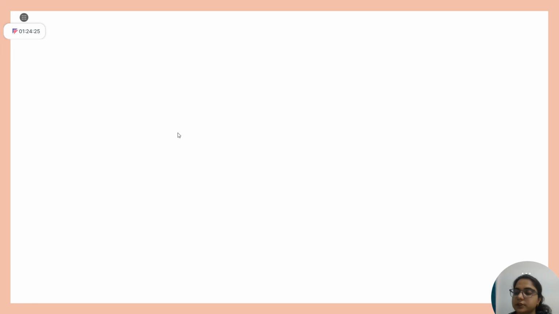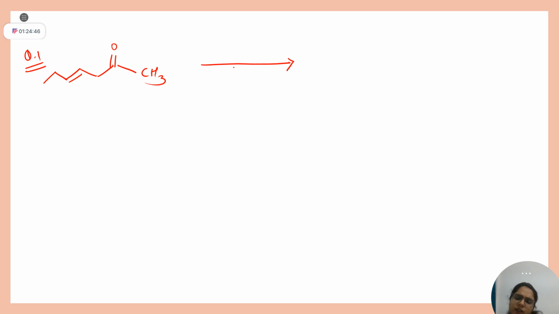Now students, let's say you are having this alpha beta unsaturated ketone in your system. This is a question with concept. On the arrow, first I will tell you the basic mechanism, then I will give you problems. One or two problems I will solve in class. Others will be your homework.